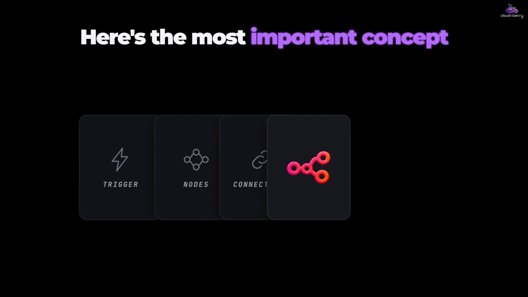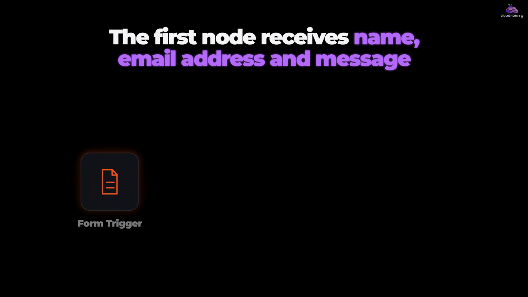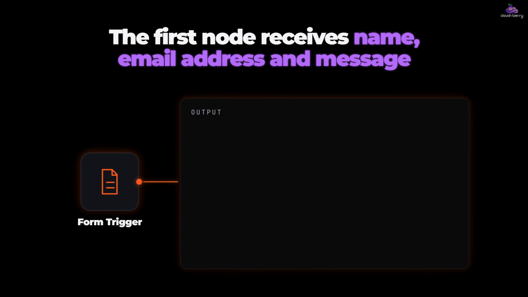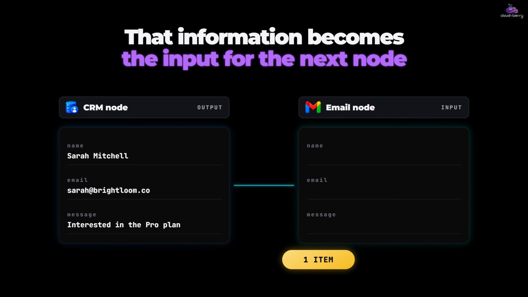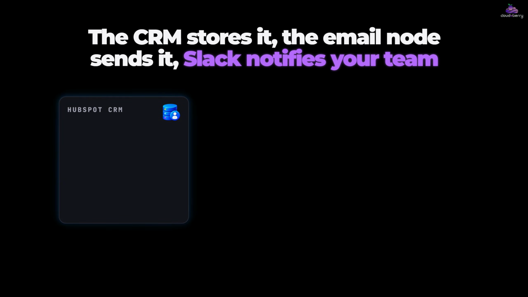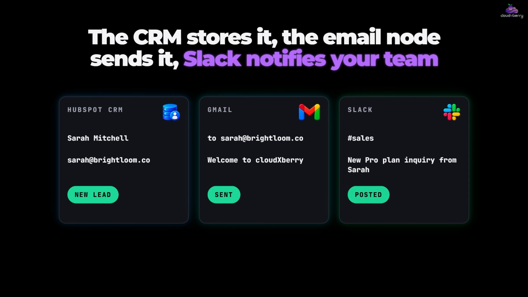Here's the most important concept to understand. Data flows from one node to the next. When the customer submits the form, the first node receives information like the customer's name, email address, and message. That information then becomes the input for the next node. The CRM node stores it, the email node uses it to send a welcome email, and the Slack node uses it to notify your sales team.